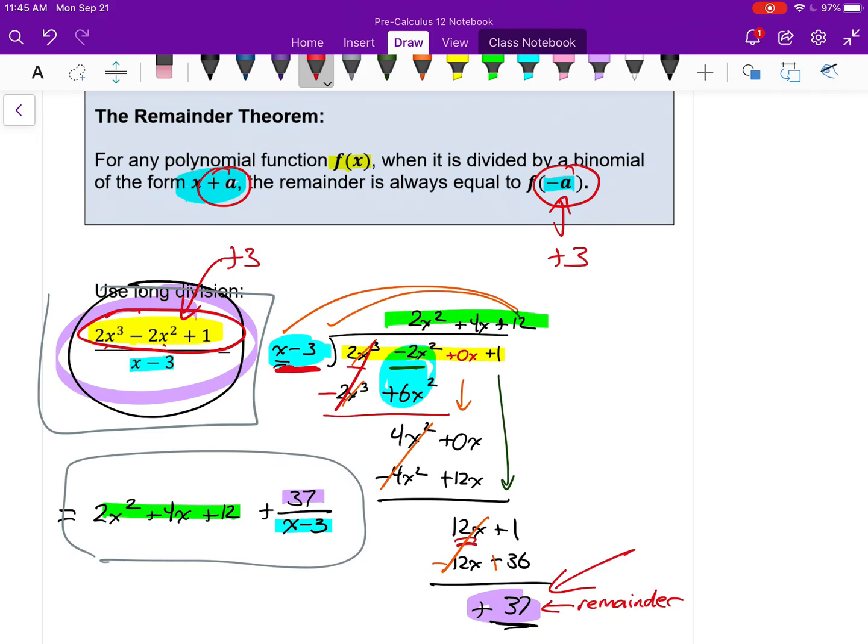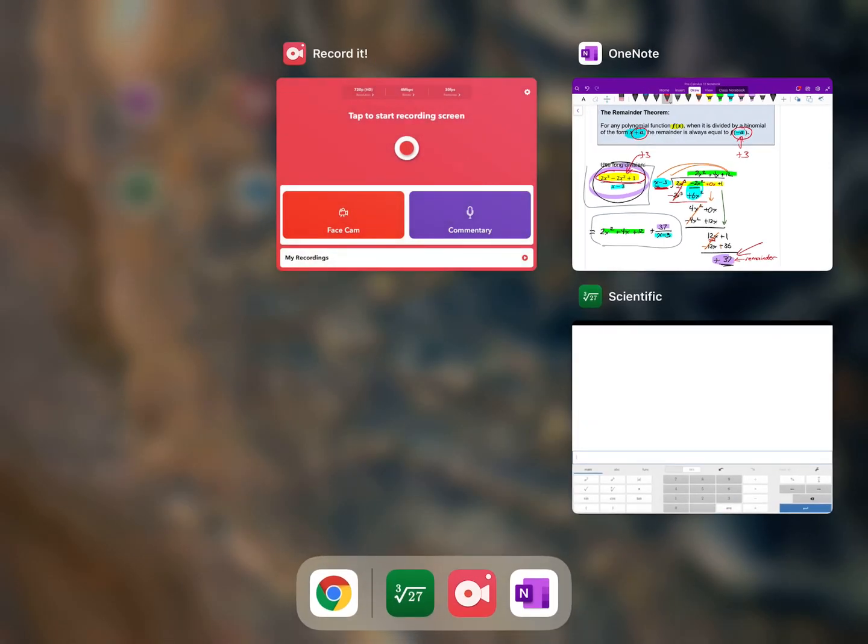Okay, so let me just show you in my calculator. Instead of 2x squared plus 4x plus 12, instead of 2x cubed minus 2x squared plus 1, the polynomial I was starting with, my numerator essentially, if I replace all those x's with 3, I know I'm going to get out 37, the remainder. So first let me show you that's true.